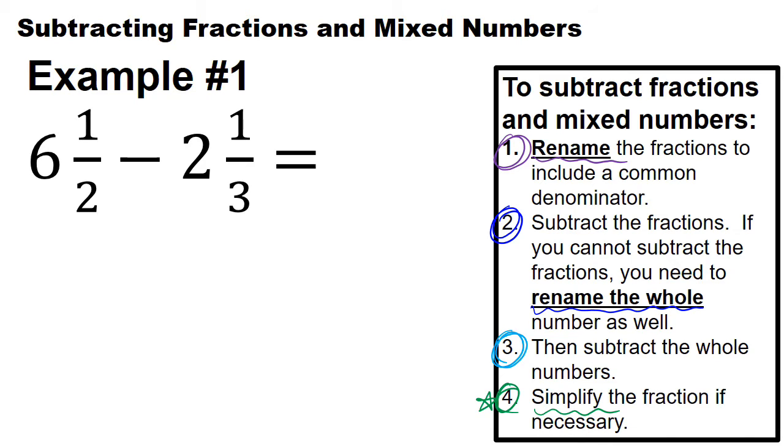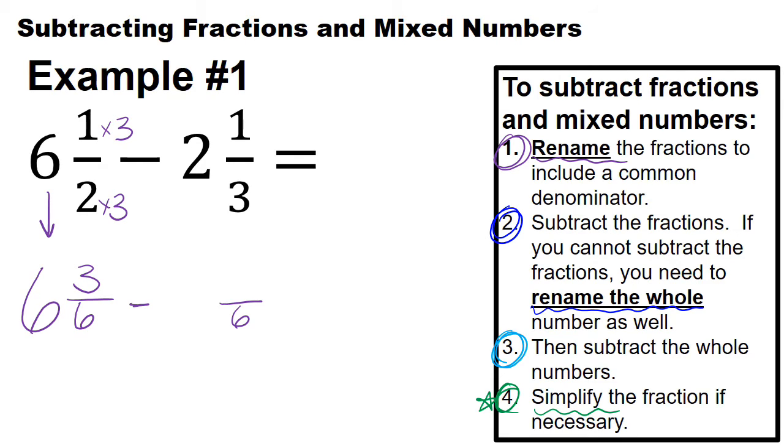So let's go ahead and try example number one here. So our very first step is we're going to rename the fractions to include a common denominator. So my common denominator is 6. So let's go ahead and rewrite both of these mixed numbers now. So 2 times 3 gives us 6. So 1 times 3 is 3. And don't forget about that whole number. And we bring down our subtraction sign.